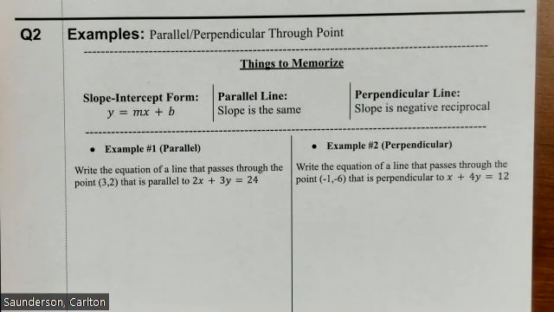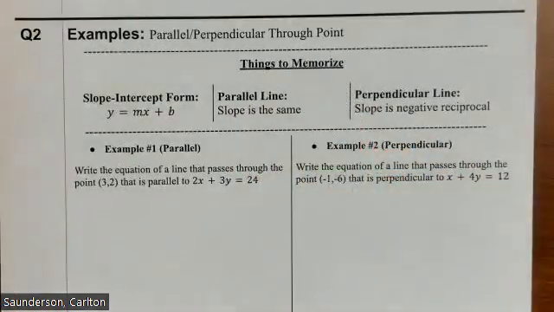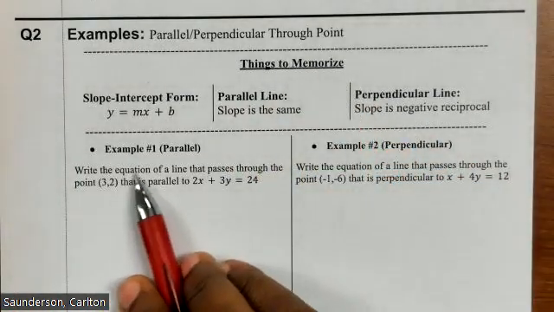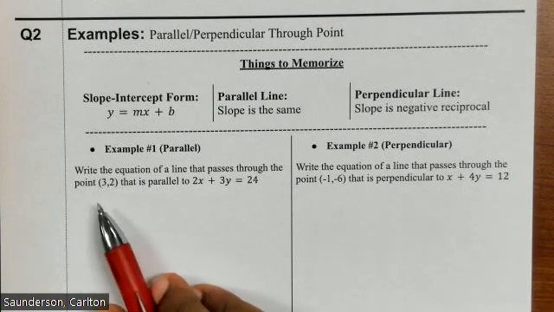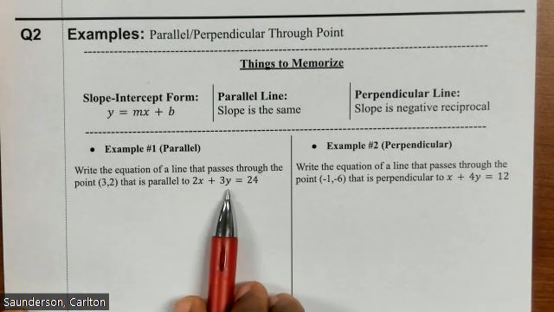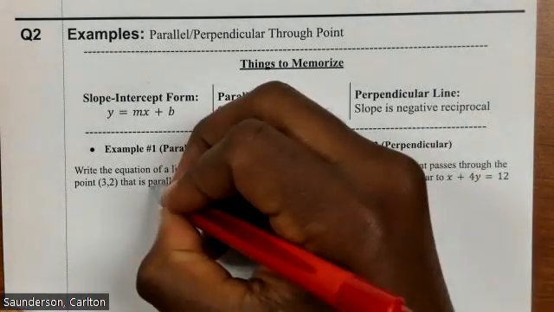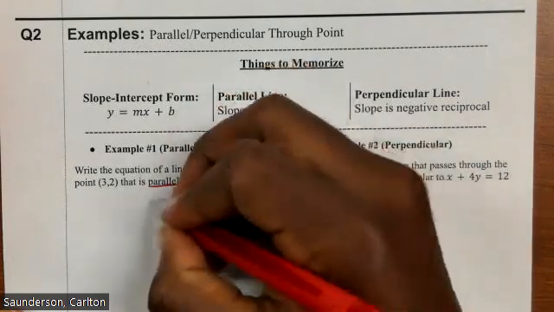Question 2. All right. So parallel or perpendicular through a point. The question says, write the equation of a line that passes through the point (3, 2) and is parallel to 2x + 3y = 24. When you're doing parallel, we need to know what parallel means.